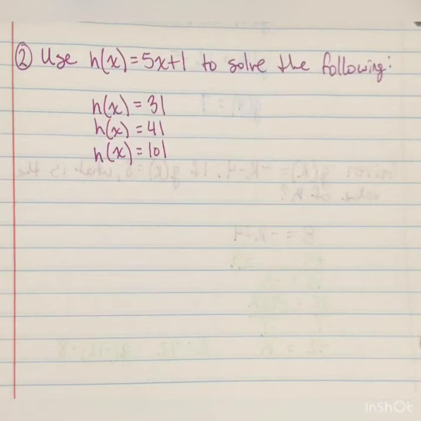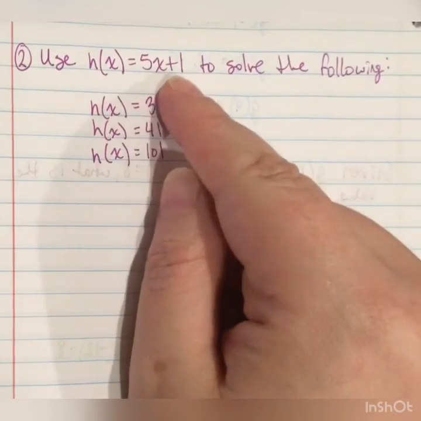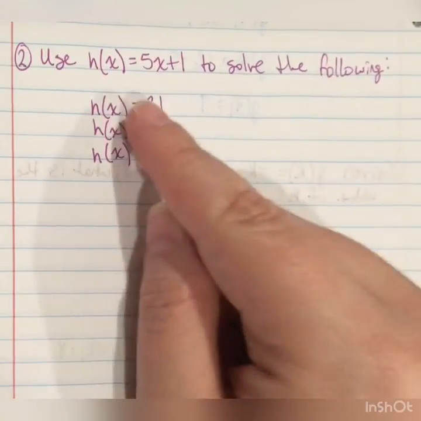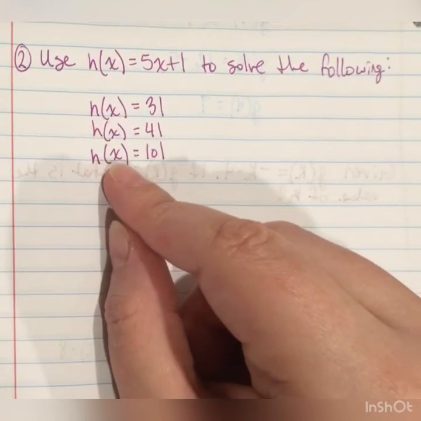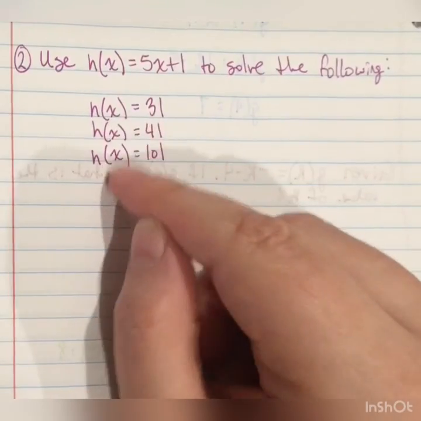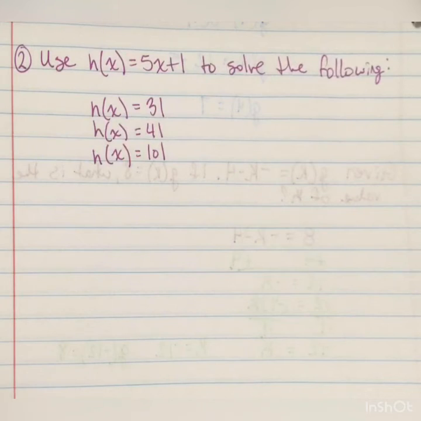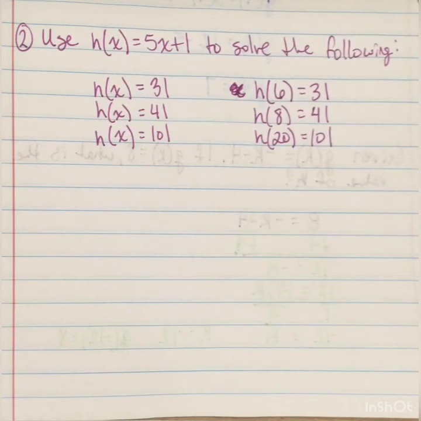In this second set of problems, you'll notice we're using the same equation, h of x equals 5x plus 1, but now we're going to solve these, and notice this time I did not give you the inputs, I gave you the outputs, so we're having to solve for x in each one of these situations. So again, pause the video and try and work backwards to find the input. What is the value of x? Alright, so here are the answers for you to check and see if you got it right.